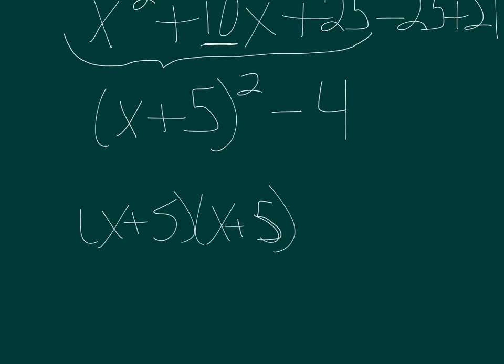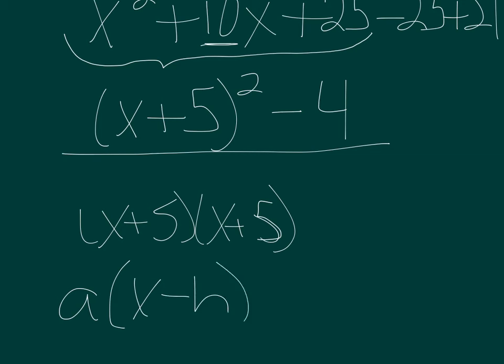Now, you can say y equals or f of x equals, whichever you like. This is our vertex form. And it's called vertex form because it gives us our vertex. If you remember, you have a, which we don't have an a value right now, x minus h squared plus k, where h comma k is our vertex.